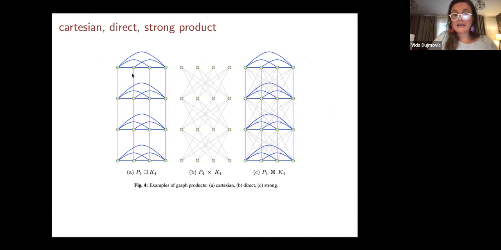So on the left-hand side here, we have a Cartesian product. If you add cross edges as well, you get a strong product, which is the one here on the right. If you only add the cross edges, you get something called a direct product. I'm just mentioning it in case you haven't seen these 3 definitions before.